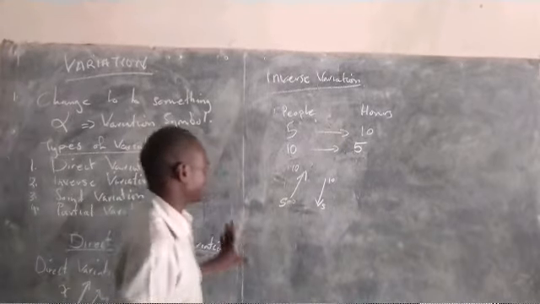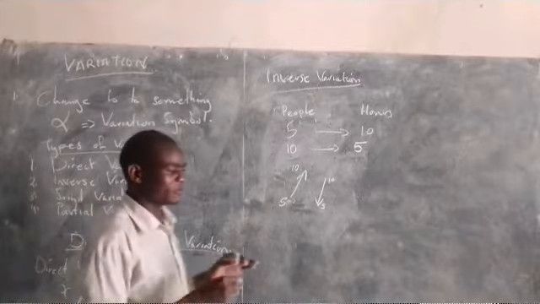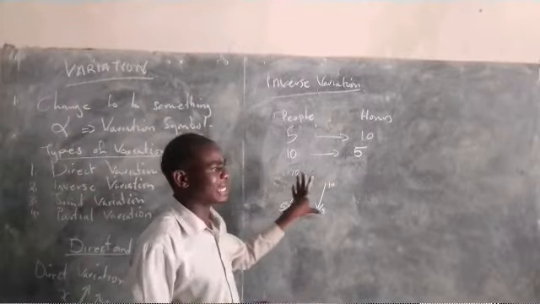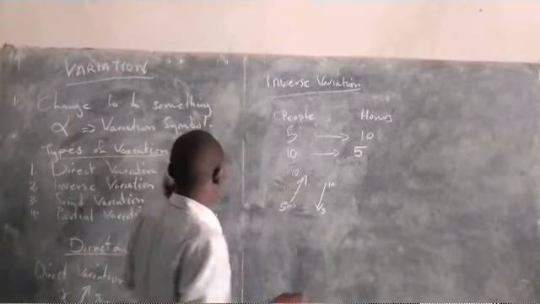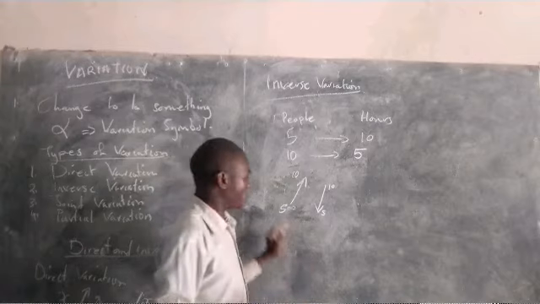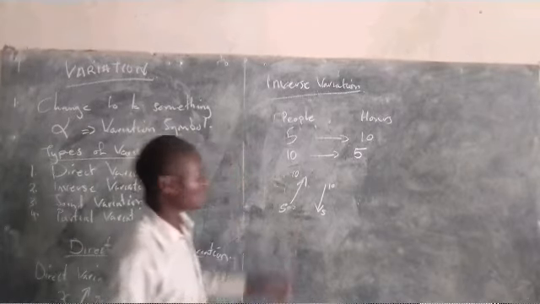Having looked at this, I want us to solve some examples that will help us understand these kinds of variation, direct and inverse variation. So, let's watch.